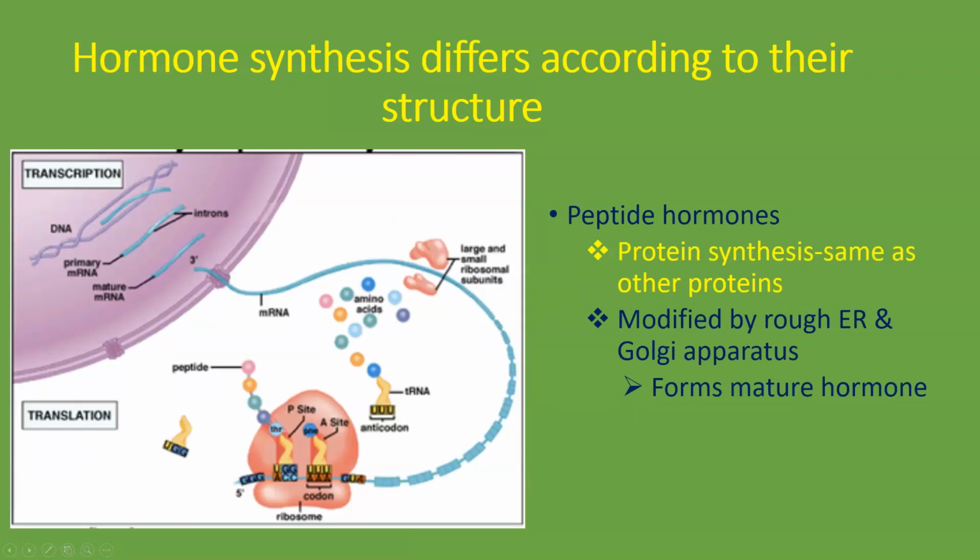Peptide hormones are made just like any other proteins through the processes of transcription, which you can see here in the nucleus of the cell, and then also in translation, which is happening in the cytoplasm of the cell. And then they're further modified by other organelles in the cell, like the rough ER, the rough endoplasmic reticulum, and also the Golgi apparatus. And the finished product is a mature hormone that can be stored or used right away.